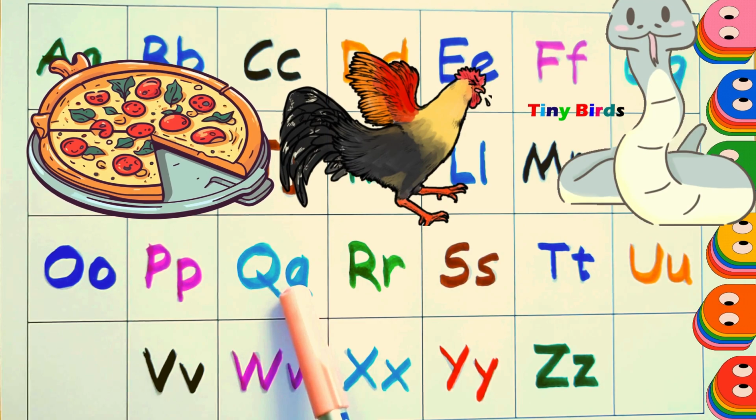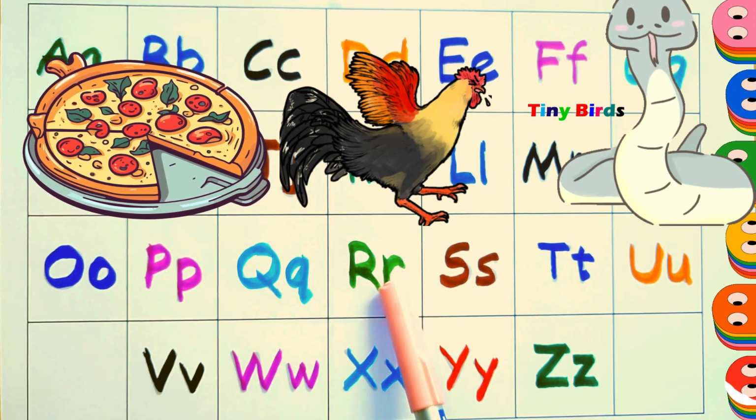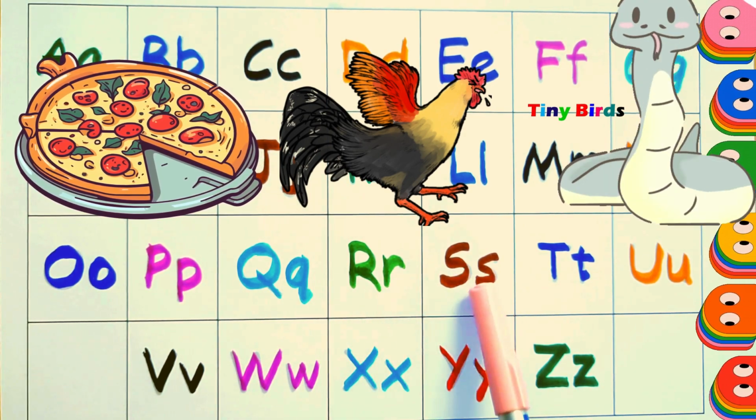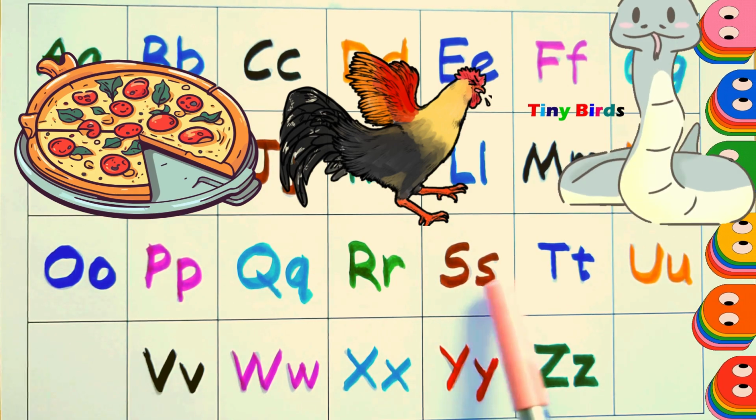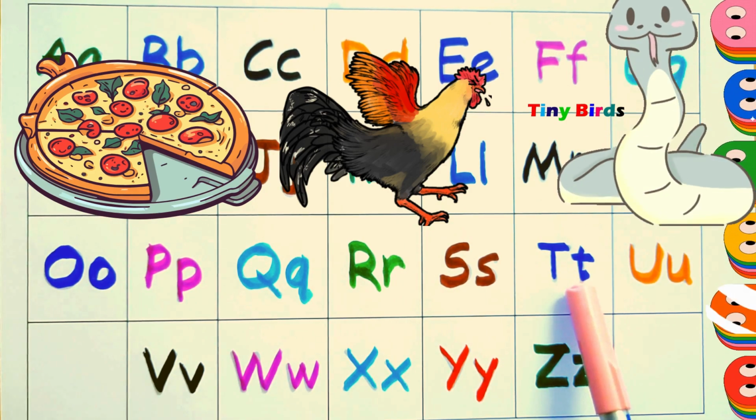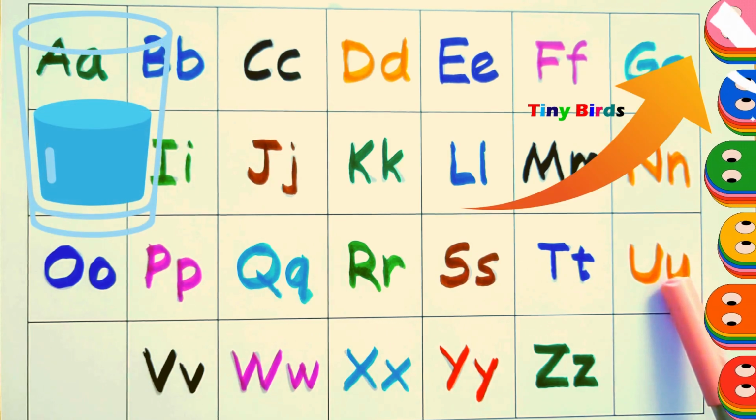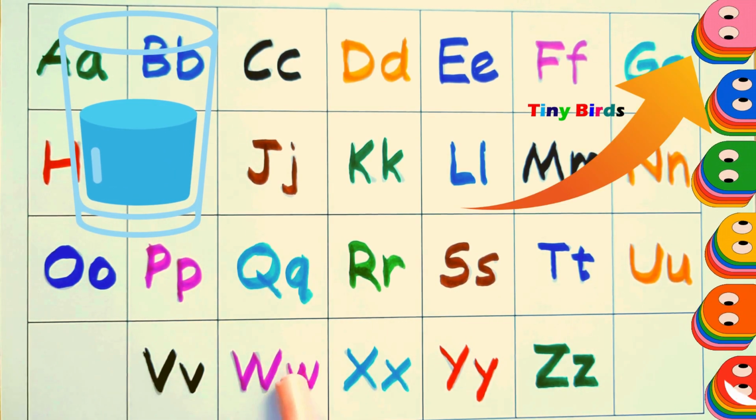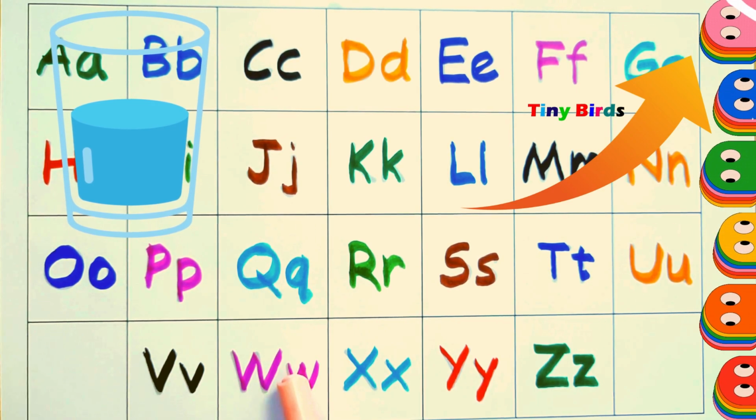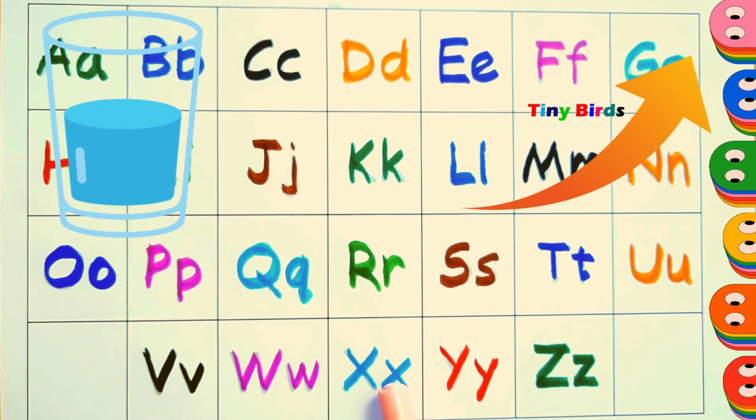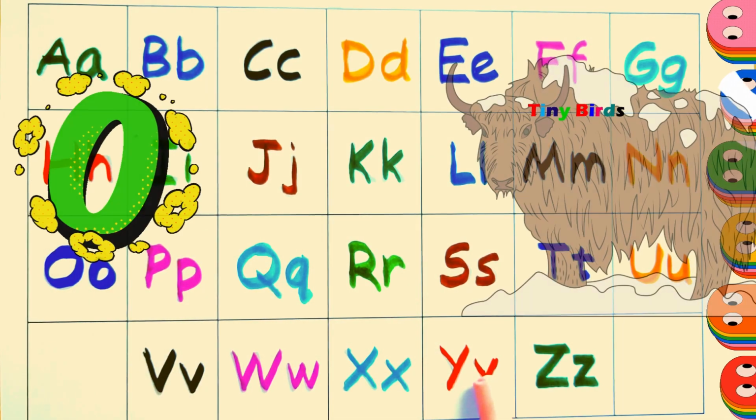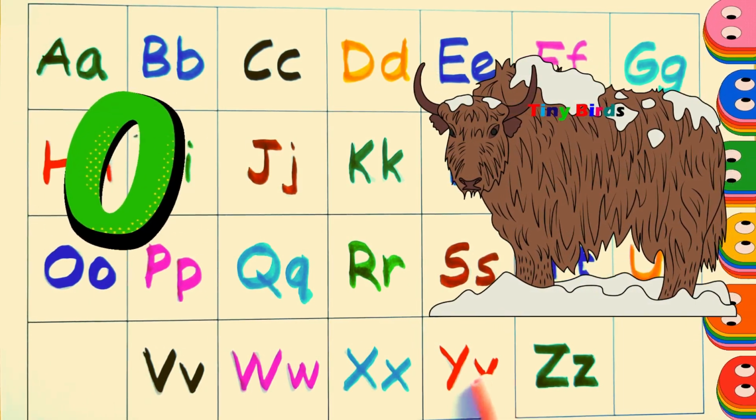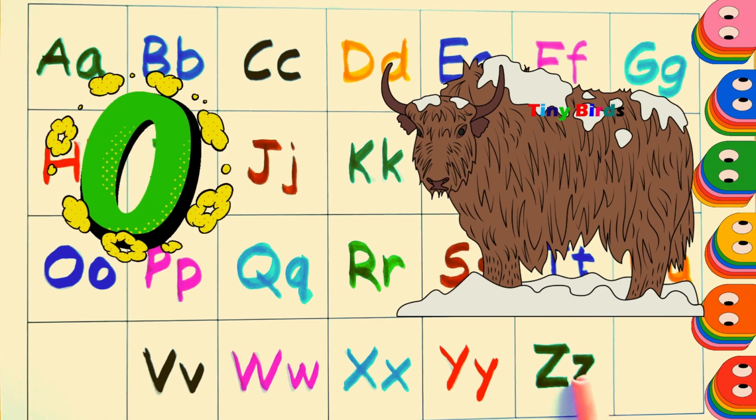Q for quiz. R for rooster. S for snake. T for tortoise. U for up. V for vulture. W for water. X for box. Y for yak. Z for zero.